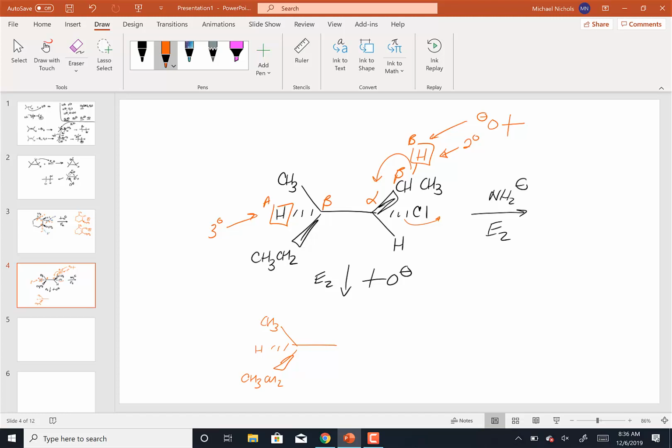What happens? I'm forming a double bond between that carbon and then there would be a CH and a CH3. And then down here would be the H because the chlorine got kicked off. So the double bond is going to form between the alpha carbon and the beta carbon that had HB attached to it.